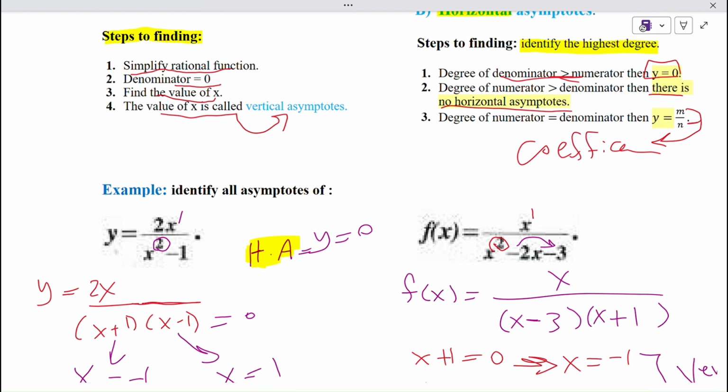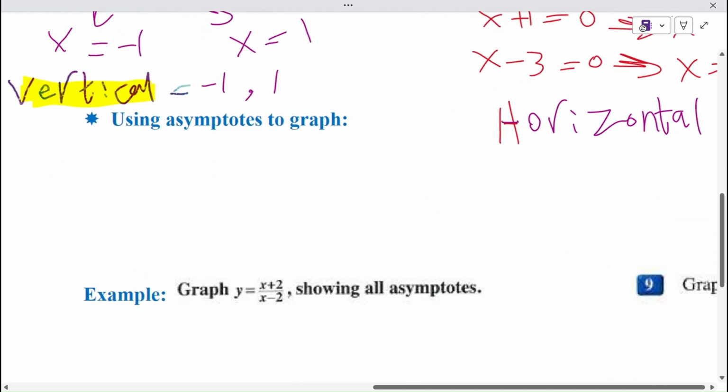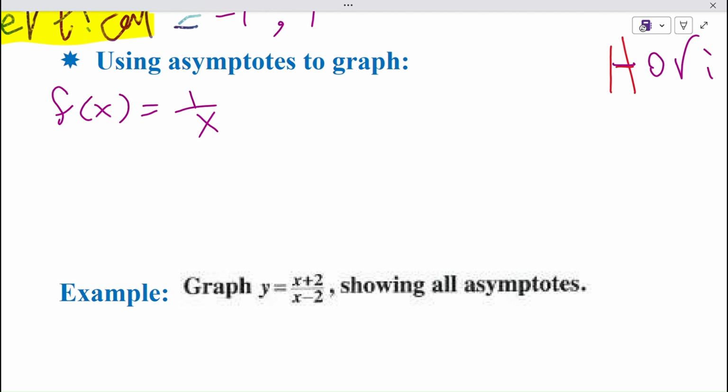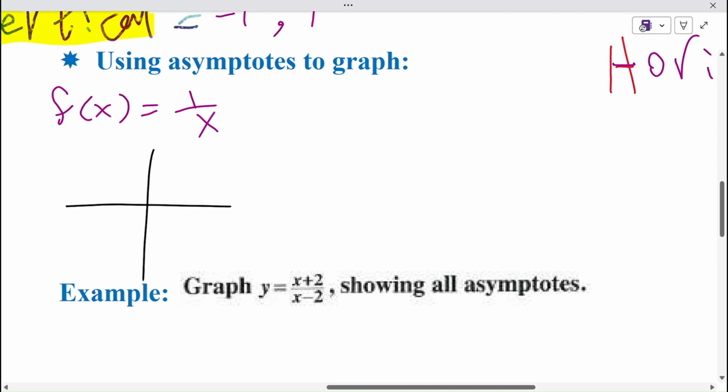What about using asymptotes to graph? At the first, let me tell you about the graph of rational functions. For the rational function, if you have f(x) is equal to 1 over x, you have the graph like this. This is called the vertical asymptote, and this is called the horizontal asymptote. And 1 over x means like this. This graph never intersects these asymptotes.